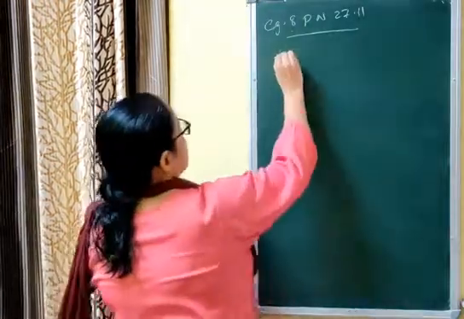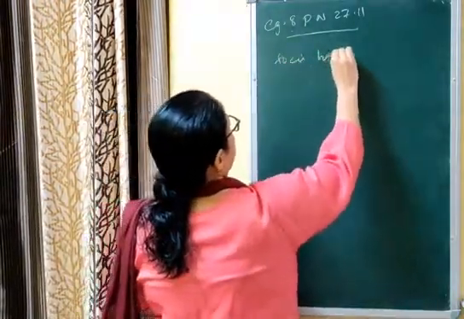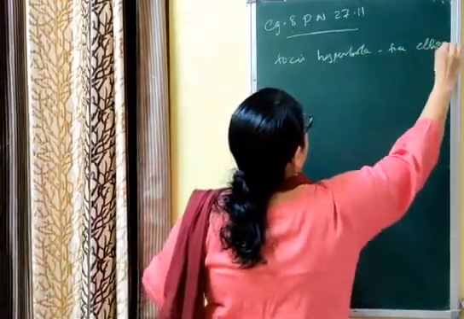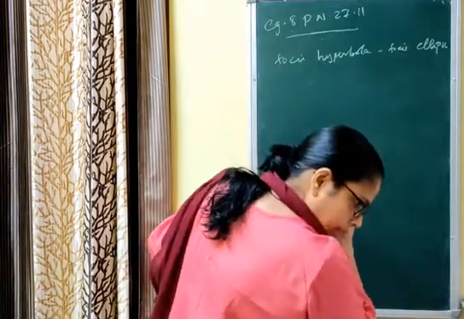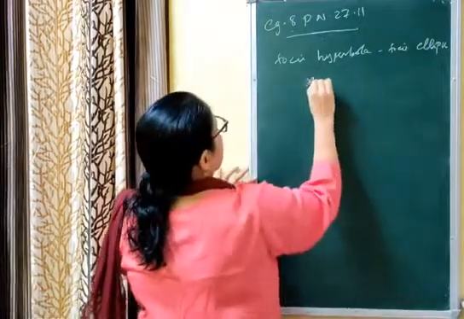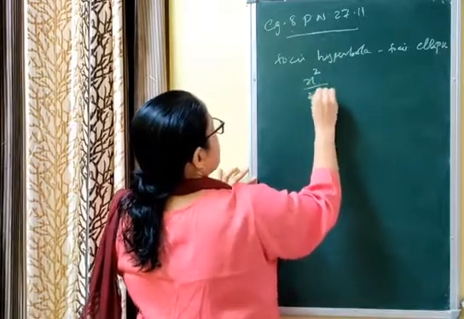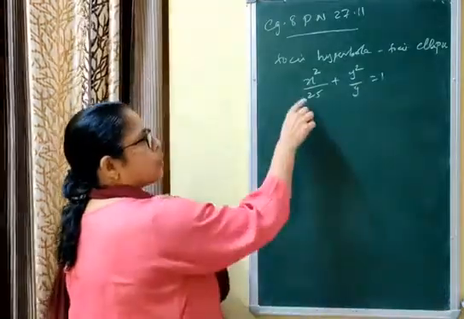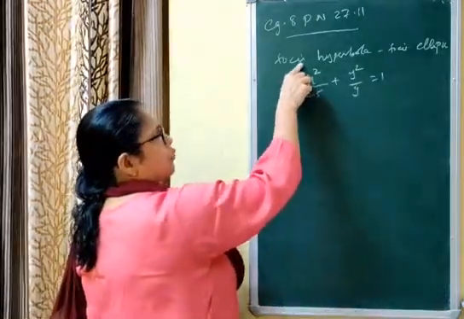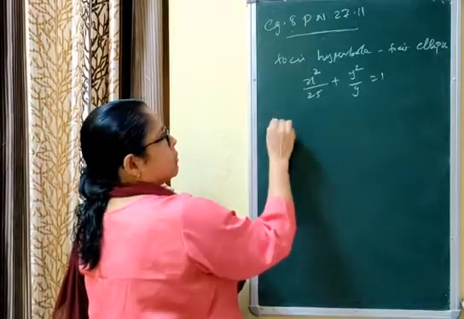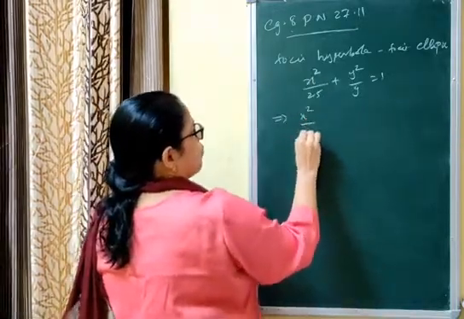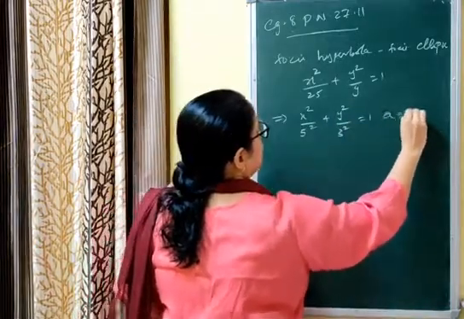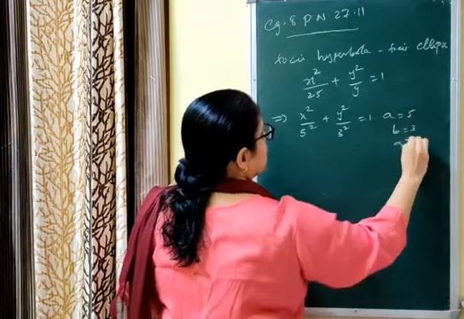You are given that the foci of a hyperbola coincide with the foci of the ellipse whose equation is given as x square by 25 plus y square by 9 is equal to 1. So you have to find the foci of this ellipse, so that you can take them as the foci of the given hyperbola. This can be written as x square by 5 square plus y square by 3 square is equal to 1. a equal to 5, b equal to 3. That is, a is greater than b.